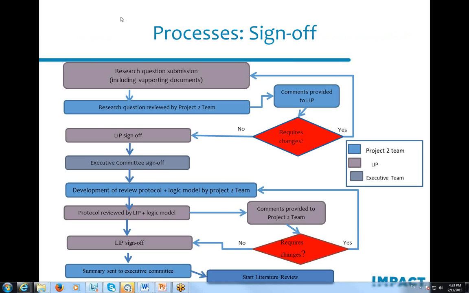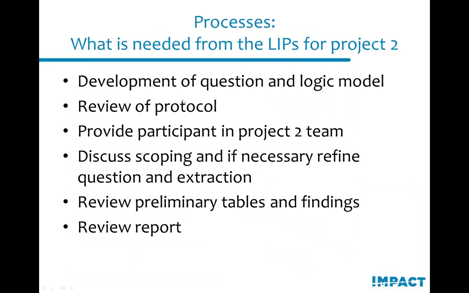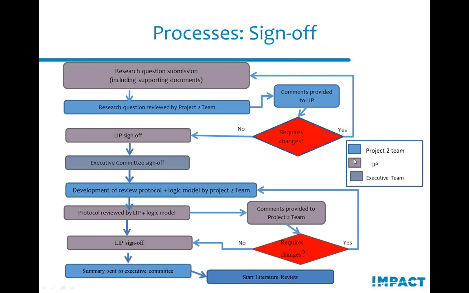Great, thank you, Vivian. So the next slide, we thought we would present to you a bit the process related to the research question, and that would lead to the literature review. So you're seeing the sign-off process. Here you can see that there are three key players in this. So we have the Project 2 team, and the actions related to the Project 2 team are in blue. The LIP is in purple, and the executive team, executive committee, is in gray. So just bear in mind that this involves a lot of communication and a lot of back and forth between the Project 2 team and the LIPs. In reality, it is a complex process, but we tried here to simplify and streamline the process as much as possible to give you a good visual representation of what to expect.